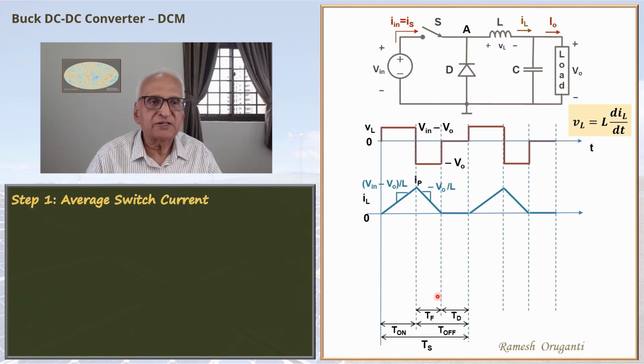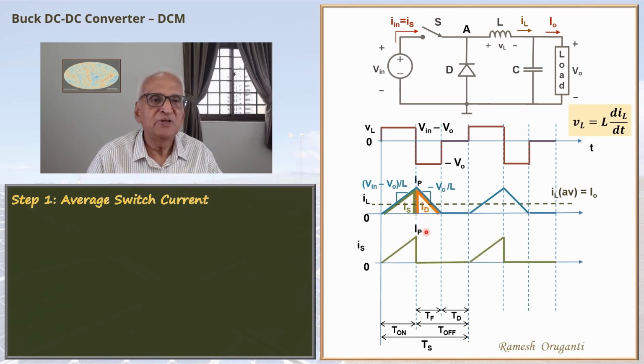If you look at the inductor current, during the T on interval, the inductor current flows through the switch and hence is the input current. During the T off interval, the inductor current freewheels through the diode, hence it is the diode current. So this part of the inductor current is Is, this part of the inductor current is Id. We can plot these two waveforms now separately.